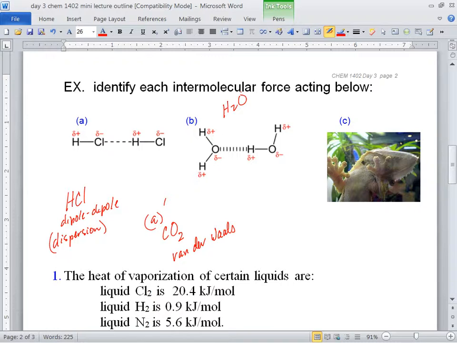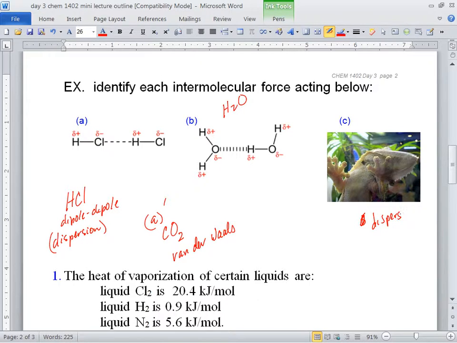What would you say for that, Kenneth? A gecko on a window. Van der Waals. I would agree with you. Van der Waals. Stuff sticks to stuff. However, let's write dispersion first, I guess.